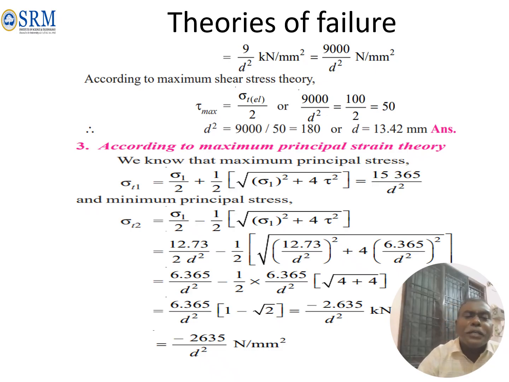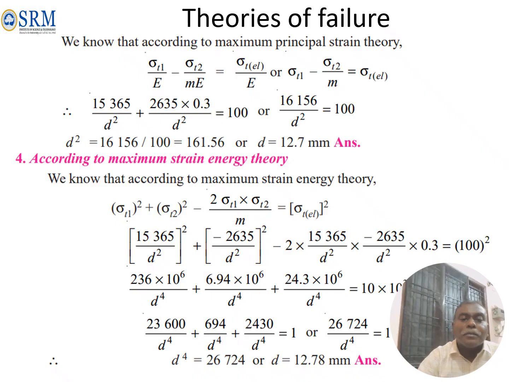Then, according to the maximum principal strain theory, this is stress by strain. The first two theories, Rankine's stress theory and the shear stress theory, are related to stress. Here we now have the principal strain theory. So sigma t1 equals sigma 1 by 2 plus half of this value, minus half of this value. By putting it in the quadratic equation, minus 26.5 by d square, this will be equal to the allowable value sigma t, which is the maximum value. From the quadratic equation you get the diameter d equal to 12.7 mm. This is the value from the maximum principal strain theory.